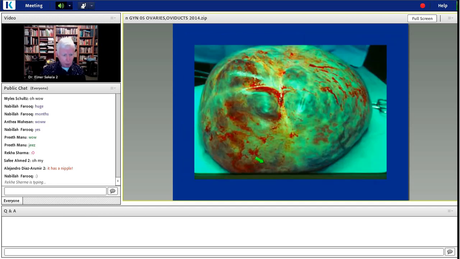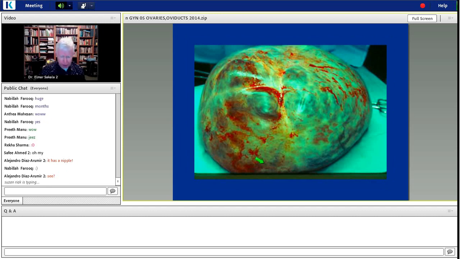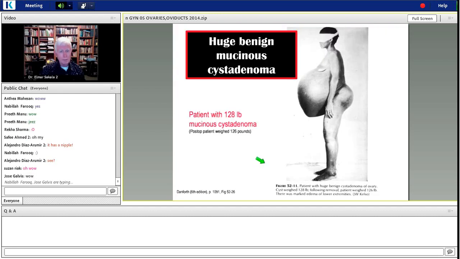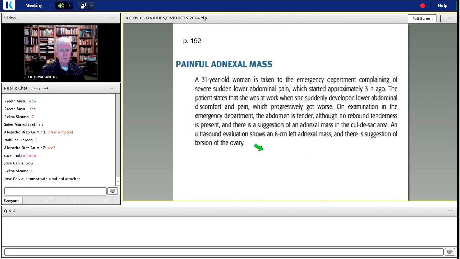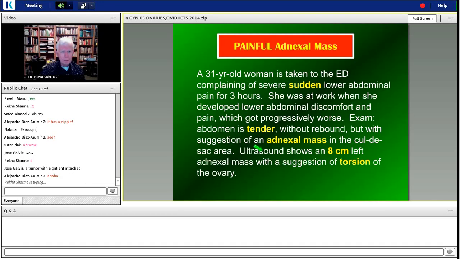It was probably about 40 pounds in size. It turned out to be a serous cystadenoma. It was benign, but it sure was big. And this woman also had a mucinous cystadenoma, and it turned out to be 128 pounds, which is as much as she weighed. Huge. So that's going to be a complex mass. Let's look at a painful adnexal mass.